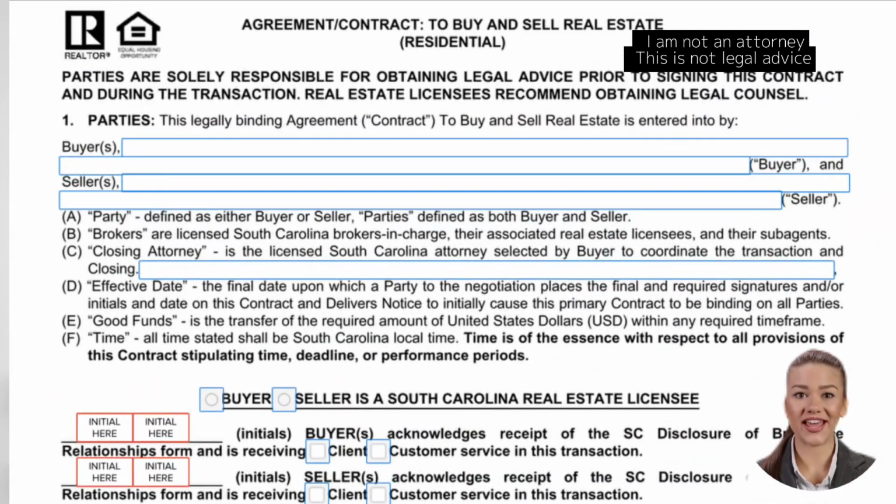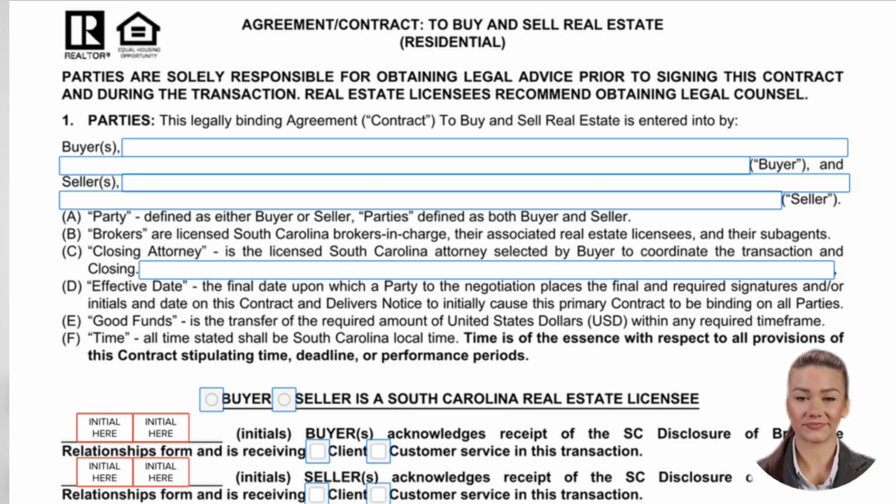In this video, I will summarize each section of the South Carolina Residential Contract of Sale, Form 310, so you can better explain it to your clients. Section 1 of the contract identifies the parties involved in the transaction and who the closing attorney will be.